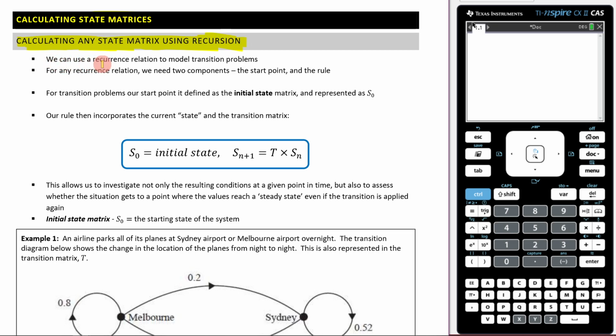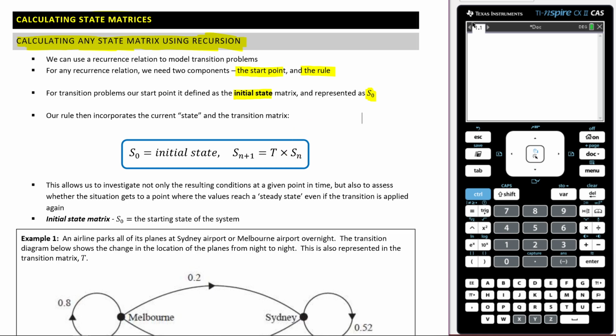We can use a recurrence relation to model transition problems. For any recurrence relation, we need two components, the start point and the rule. For transition problems, our start point is defined as the initial state matrix and represented by S subscript 0. Our rule then incorporates the current state and the transition matrix. So here it is right here.